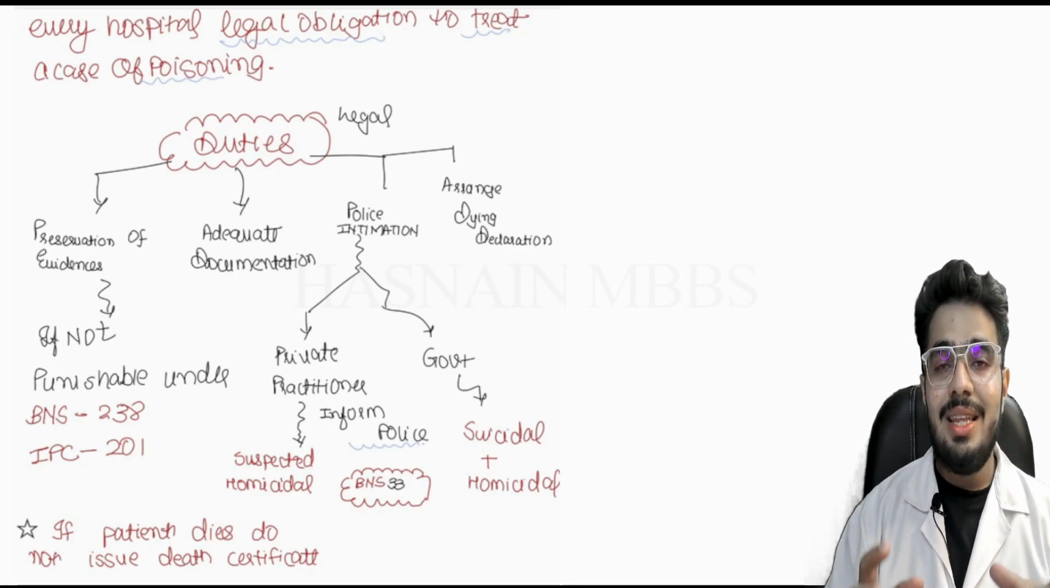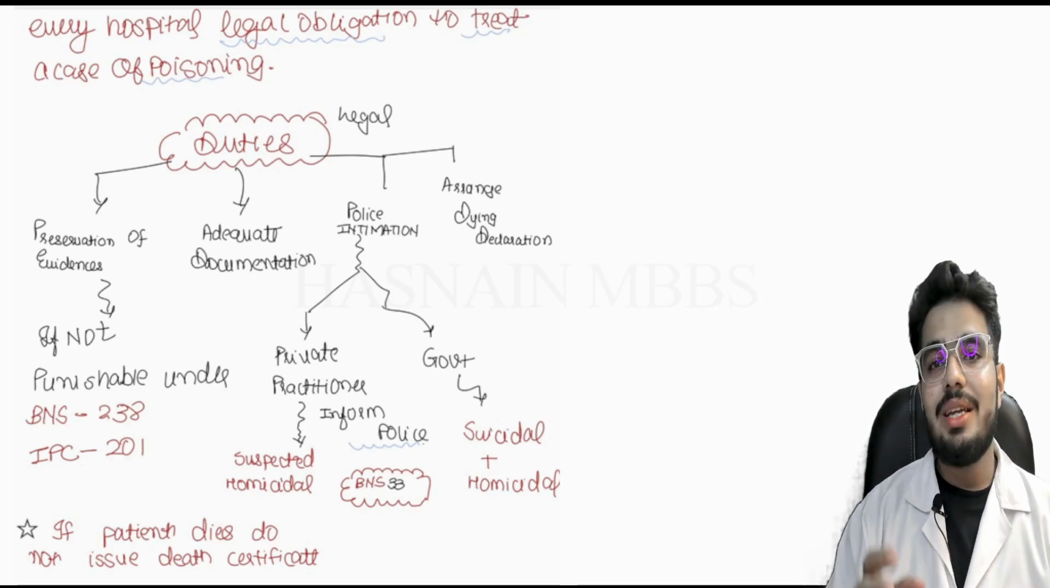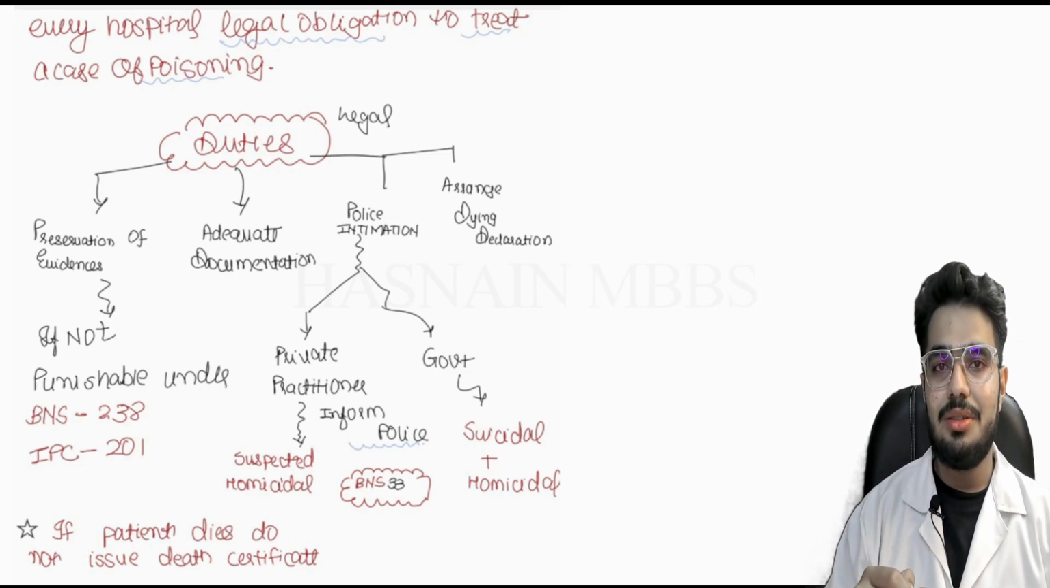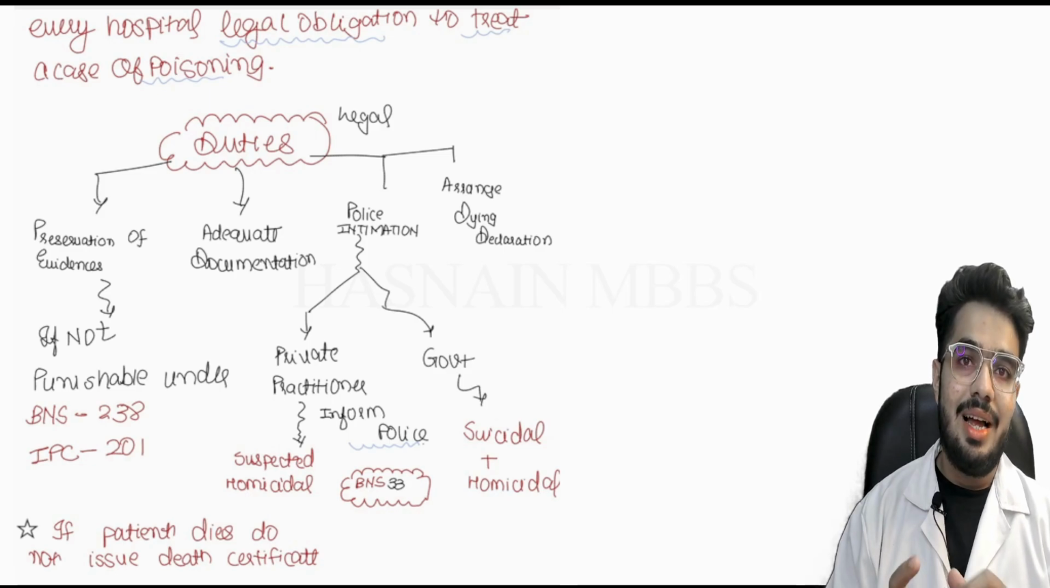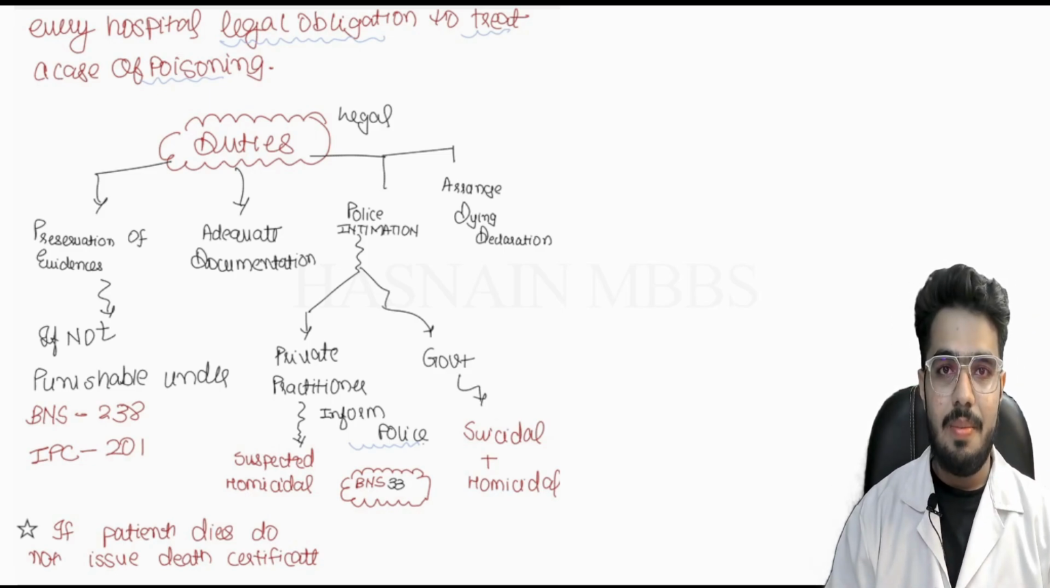Secondly is adequate documentation. Why did I talk about noting down each and every symptom? Yes, because it is our legal duty to have adequate documentation. Thirdly, we have to inform the police that this incident occurred and we suspect this is a case of poisoning.